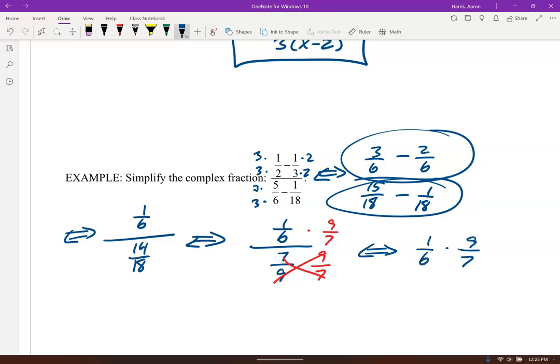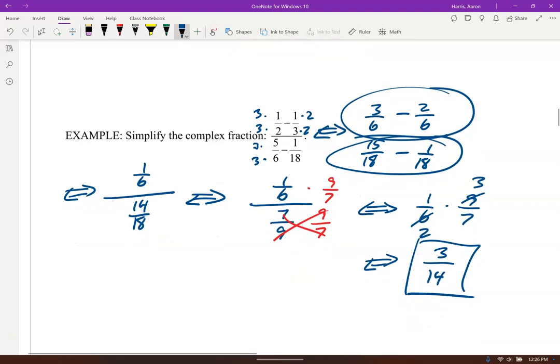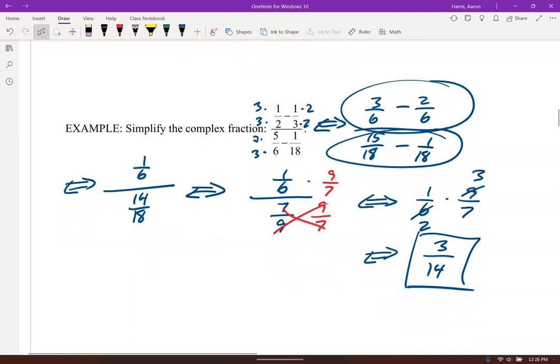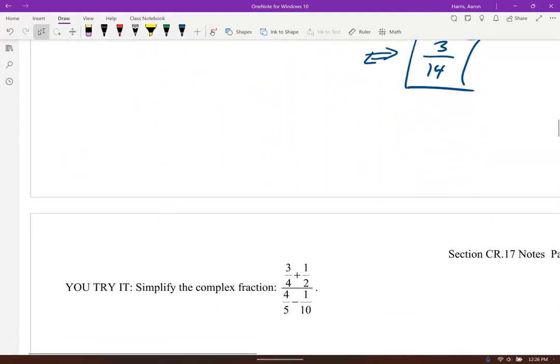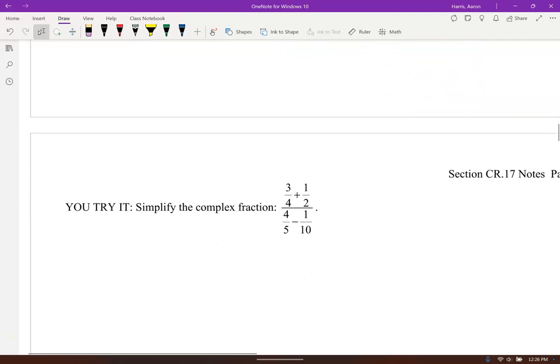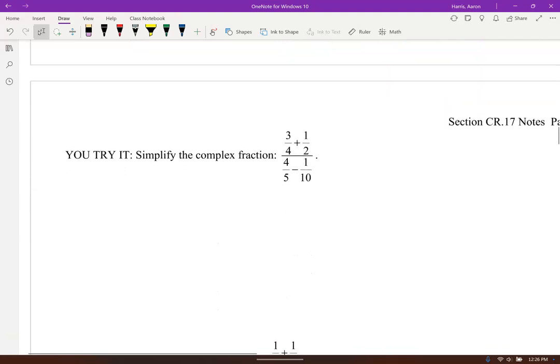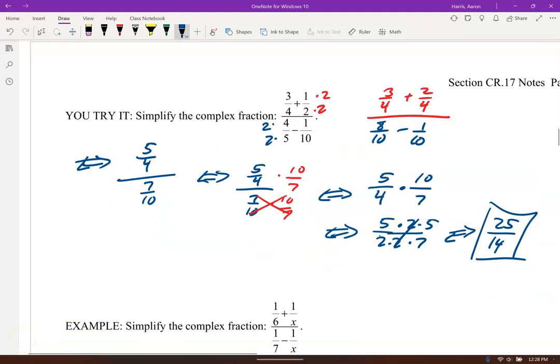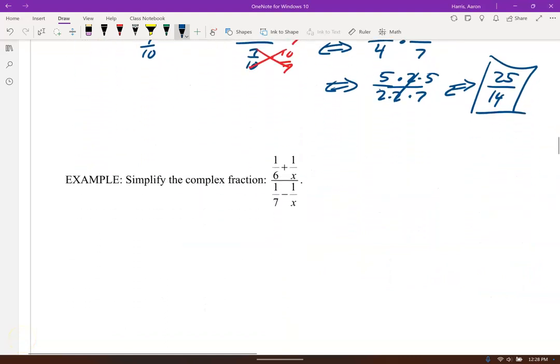And so we have 1/6 times 9 over 7. Well, 9 over 6, both those going by 3. So multiply 1 times 3, 3, 2 times 7, I got 14. So this just ends up being 3/14 on this one. Let's go ahead and get a common denominator, and why don't you guys try that one real quick. Perfect. 25 over 14.